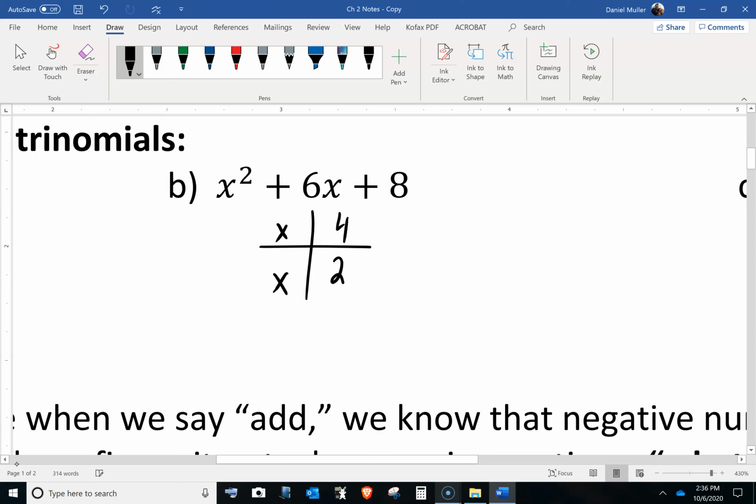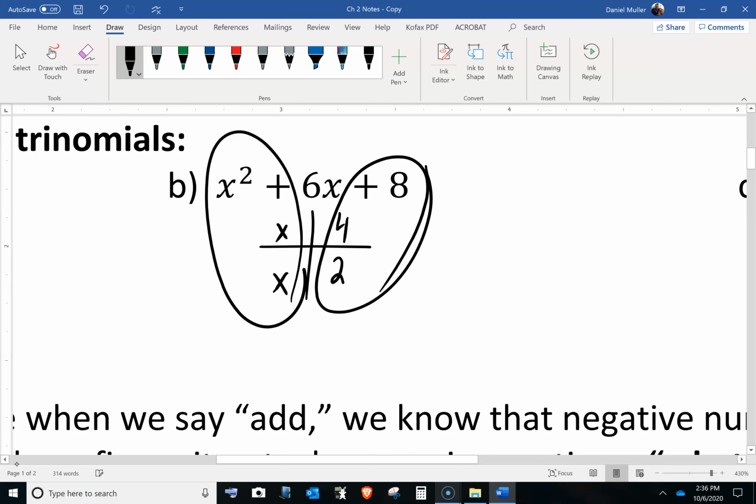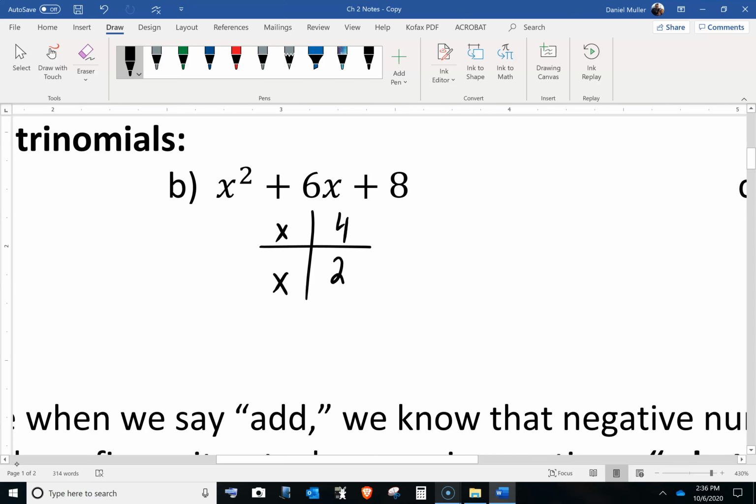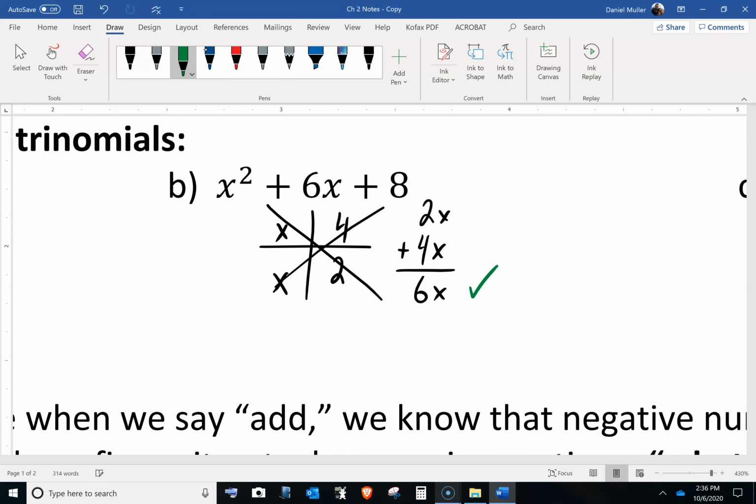So let's try 4 and 2. Again, x times x is x squared. 4 times 2 is 8, so the left multiplies to the left, the right multiplies to the right, and my diagonals: x times 2 is a 2x. x times 4 is a 4x. So if you add them together, you just get a 6x, which is what we need. That's our middle term. So from there, we can go like this. Now that we've verified, we've got an x plus 4 and an x plus 2.